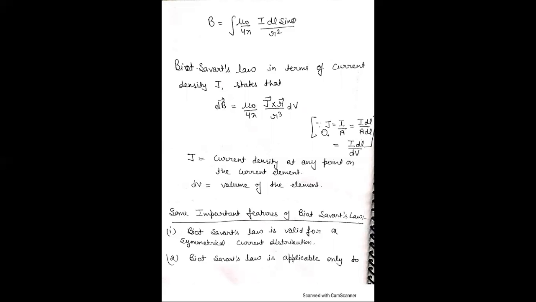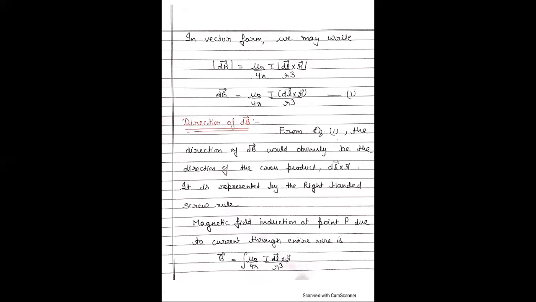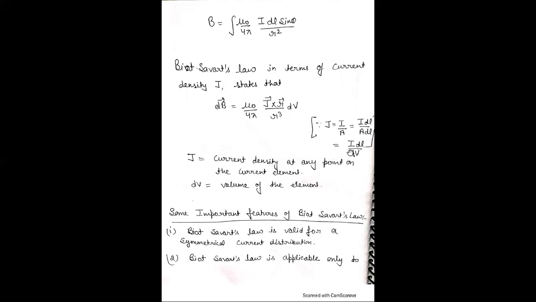As we know that J is equal to current upon area, and multiplying and dividing by dl, I dl upon A dl, and we know that area into length is volume. Therefore we change the value of I dl in the previous expression by J dV. Therefore, this is the final expression of magnetic field in terms of current density J. J is the current density at any point on the current element and dV is the volume of the element.